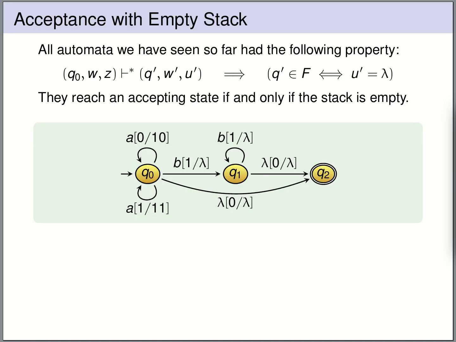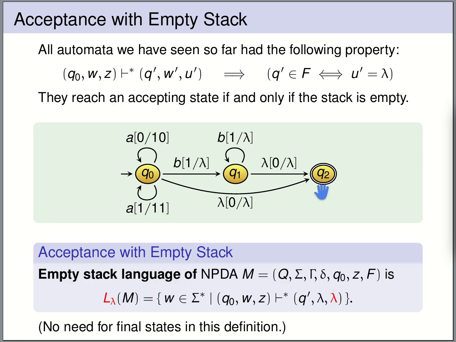In the literature, non-deterministic pushdown automata are sometimes defined with a different acceptance condition. They do not accept in final states, but they accept when the stack is empty. All the non-deterministic pushdown automata that we've seen so far had the property that they reach a final state if and only if their stack is empty. In the literature, the emptiness of the stack is often also used as an acceptance condition for NPDAs.